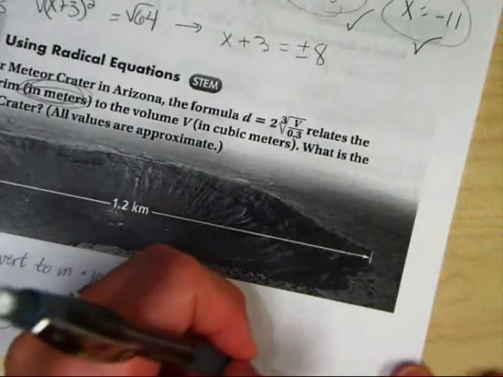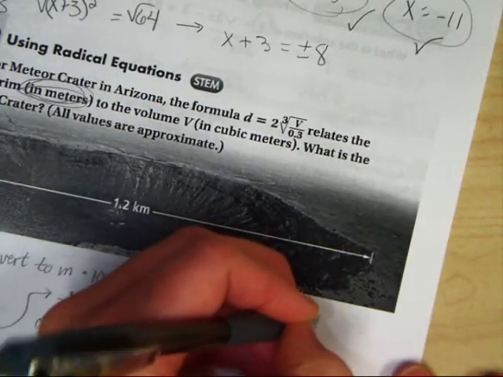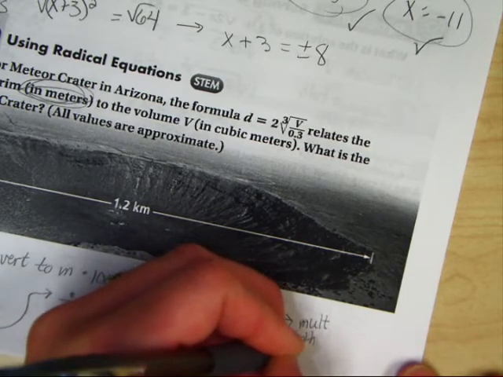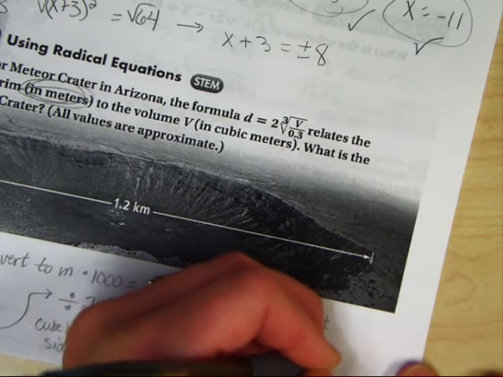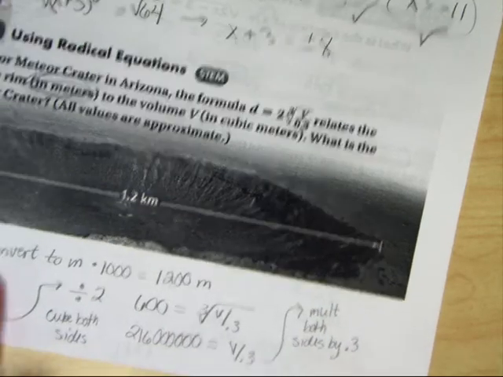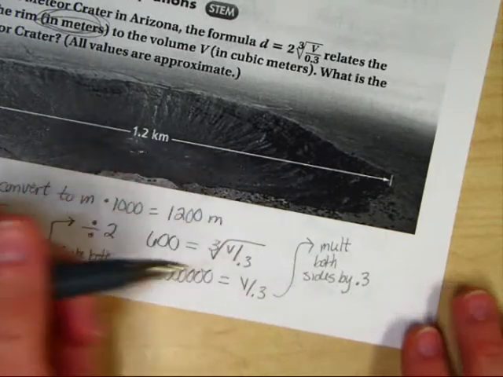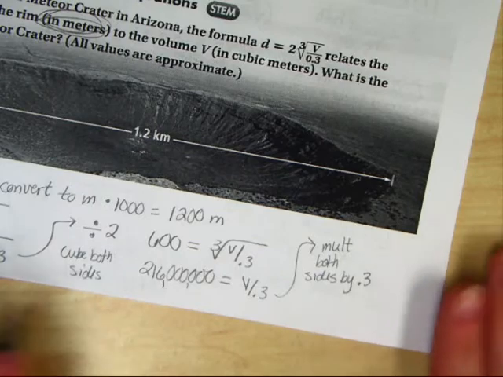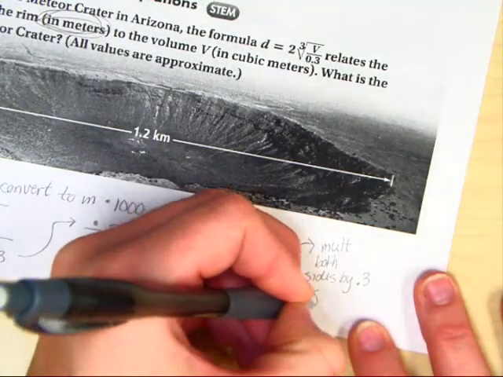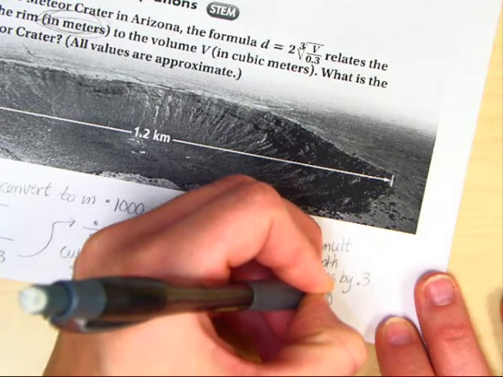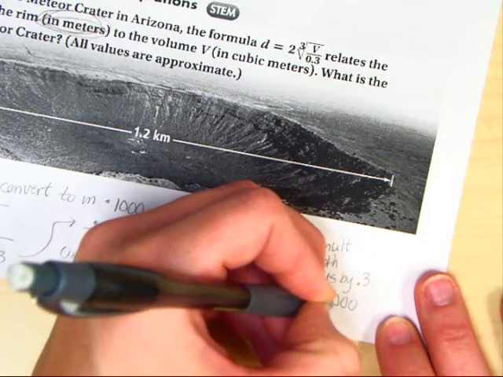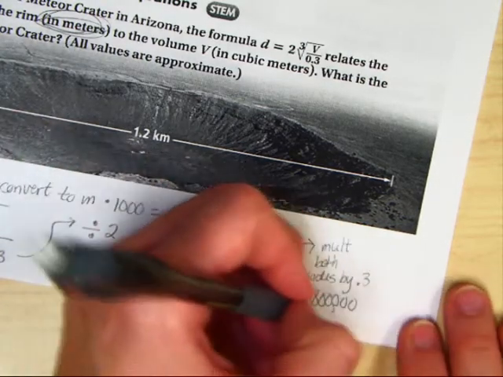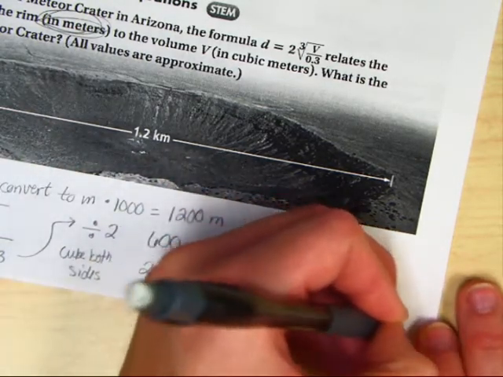The next thing I'm going to do, follow it up, I'm going to multiply both sides by 0.3. Okay. Multiplying 216 million by 0.3 will give us 64,800,000. So 64,800,000 meters cubed for the volume.